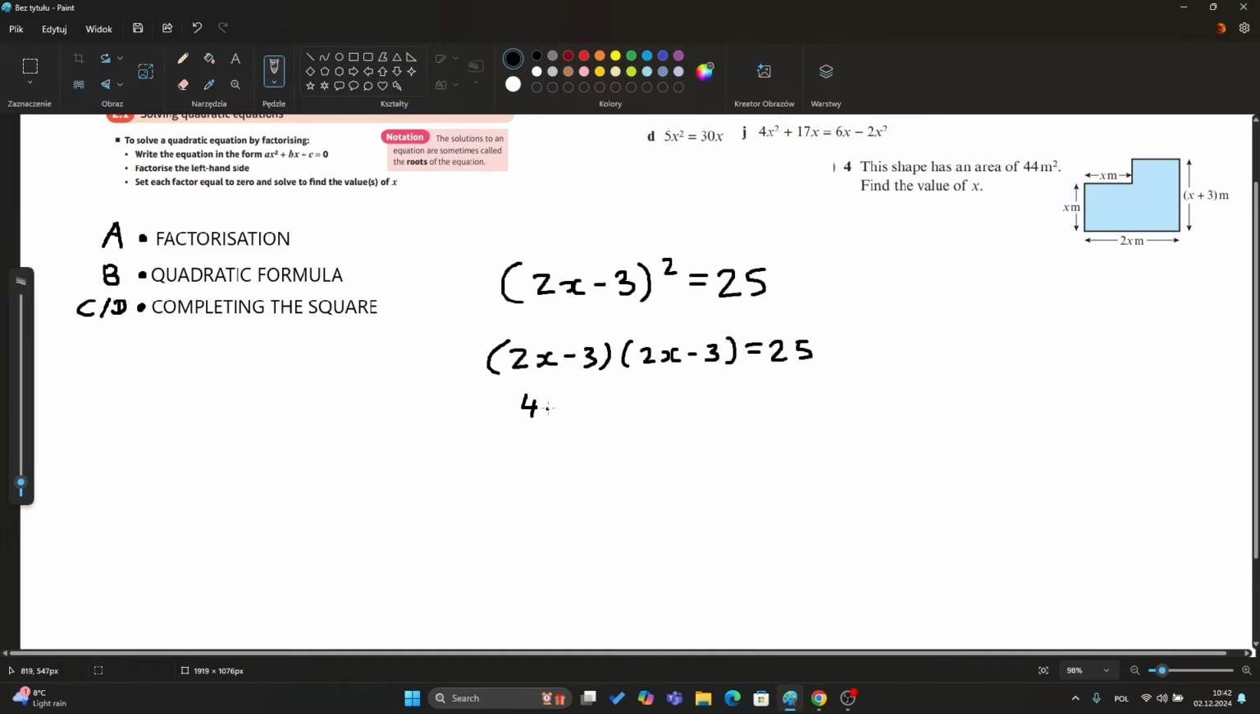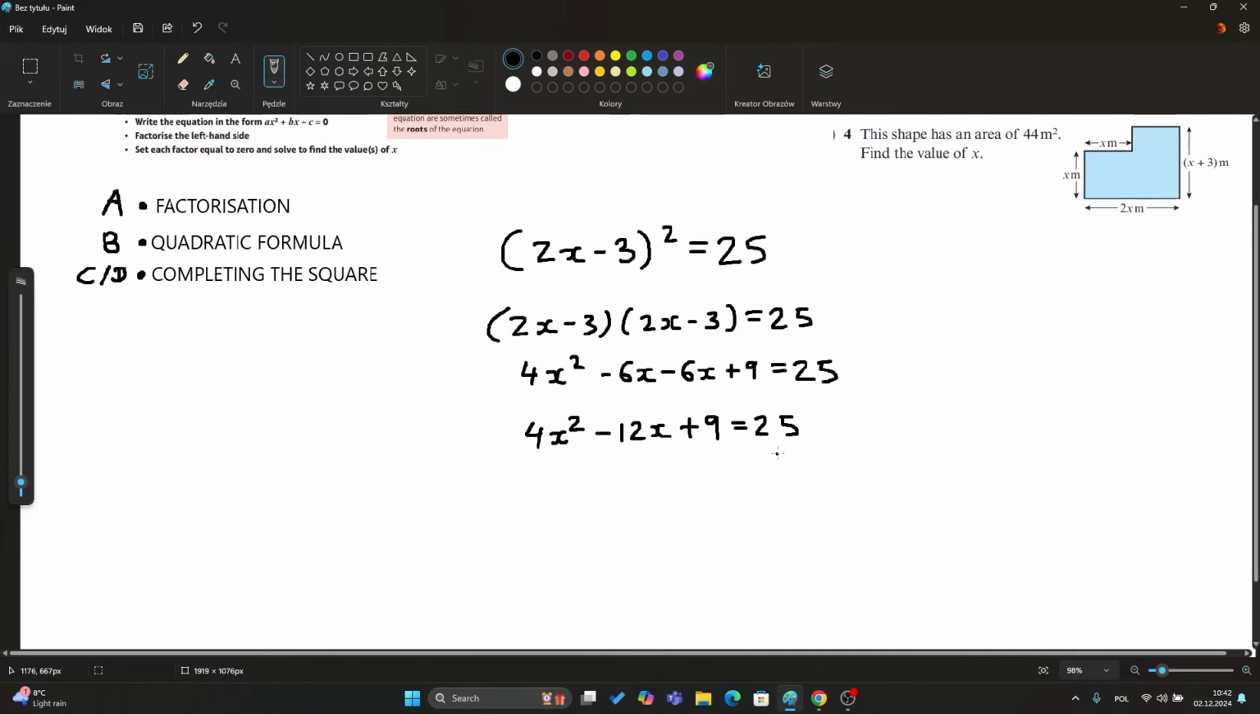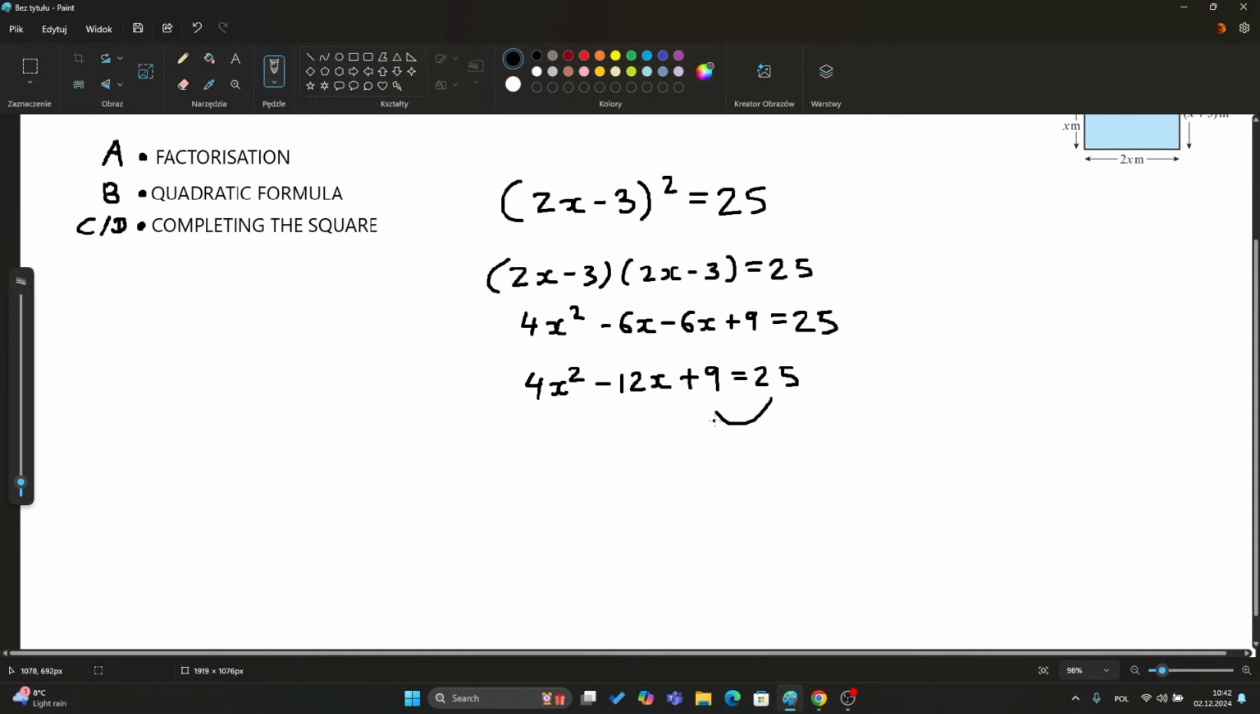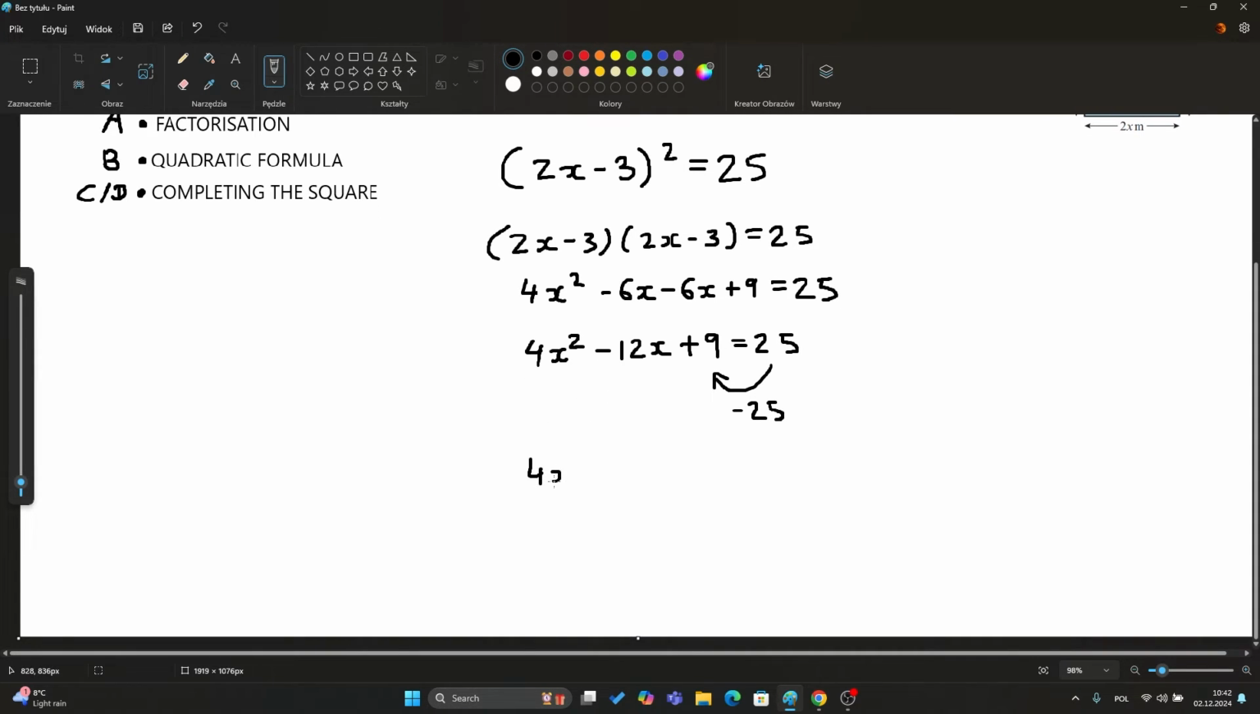This will be multiplied together to give 4x squared minus 6x minus 6x plus 9 equal to 25, which is 4x squared minus 12x plus 9 equals 25. Now to make the left hand side equal to 0, we have to subtract that 25 from both sides. So that is 4x squared minus 12x minus 16 equal to 0.